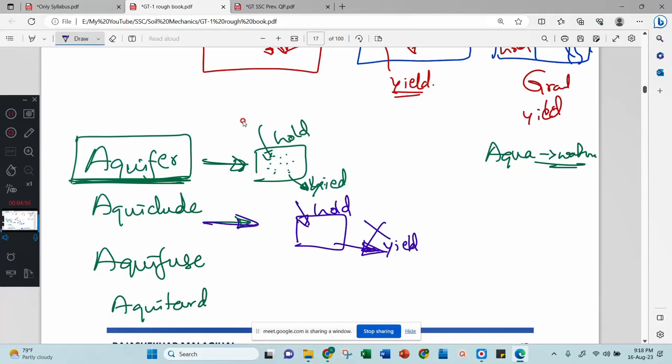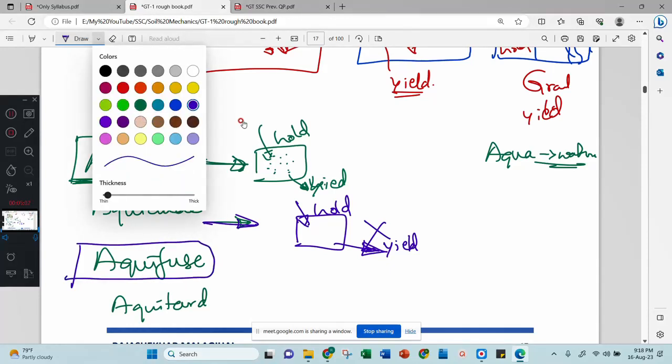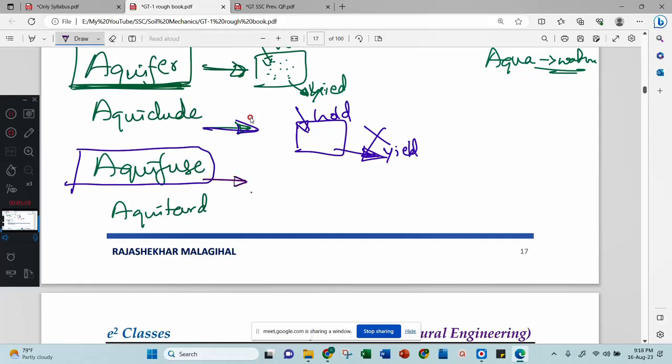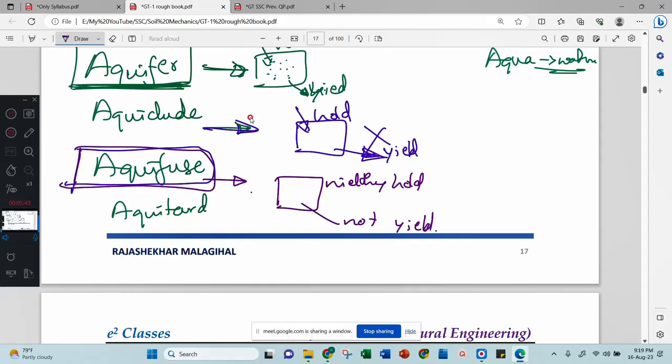Then what about aquifuse? Now we are discussing about aquifuse. These students neither hold nor yield. This knowledge they will not understand. Permeability, what we don't know, we are not understanding, geotechnical is tough. They are thinking that they are not holding the water, and in the examination hall they will not yield the water. They are called as aquifuse.